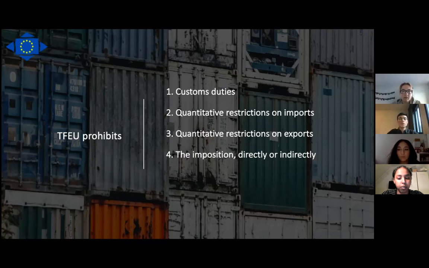And lastly, the imposition, directly or indirectly, on the produce of other member states of any internal taxation of any kind in excess of that imposed on similar domestic products, which is Article 110 of the TFEU. Next.